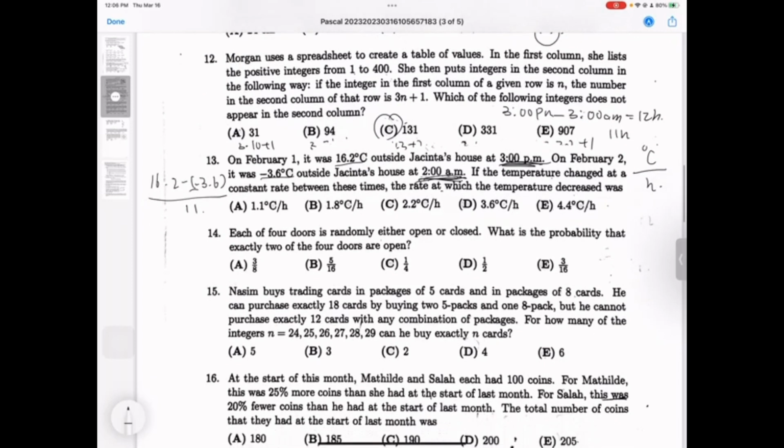And we can just calculate the result, and this is 16.2 plus 3.6 over 11, and that is 1.8. So that's B.